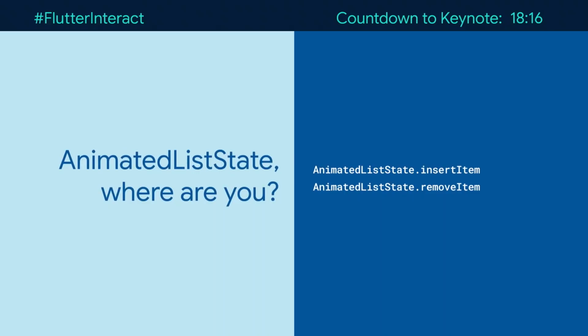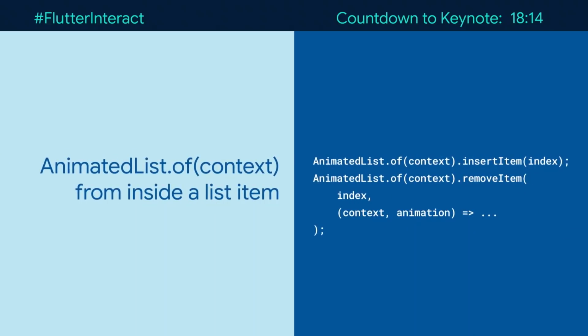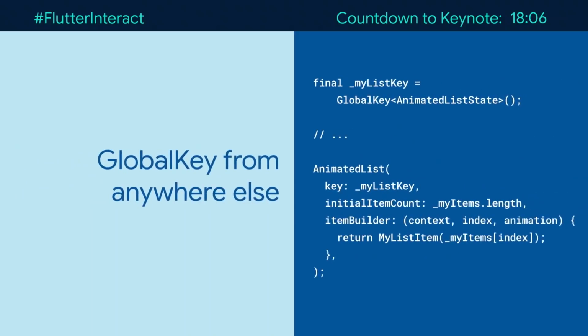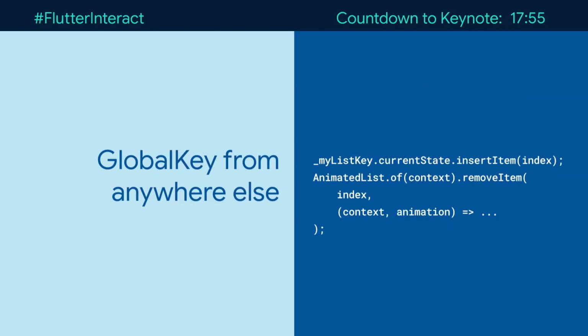There are two methods. When you want to initiate an animation from inside the list code, from inside one of the items, you can use AnimatedList.of(context). From anywhere else, use a global key. Attach it to the AnimatedList widget, and now you can call insertItem, removeItem from anywhere. Let's have a look at those methods.